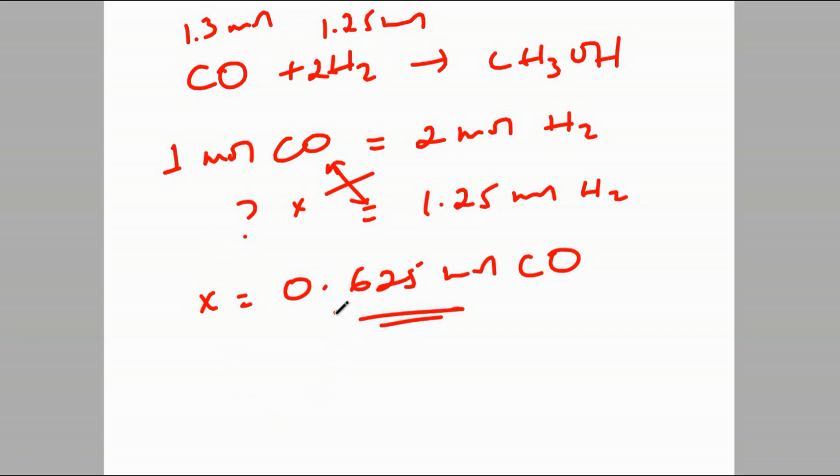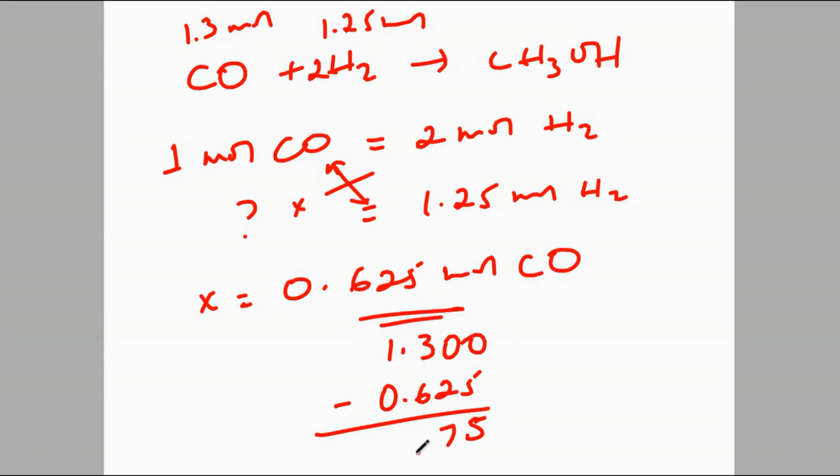So to calculate the amount that remains unreacted, we have to subtract 0.625, which completely reacts with 1.25 moles of hydrogen. Now, if you subtract this, you get 0.675 moles of carbon monoxide remains unreacted.